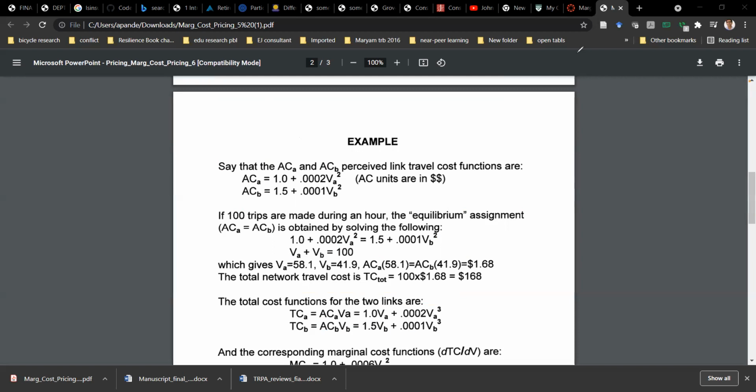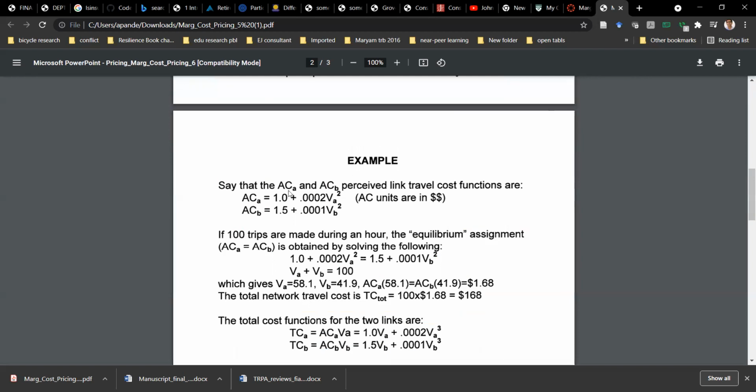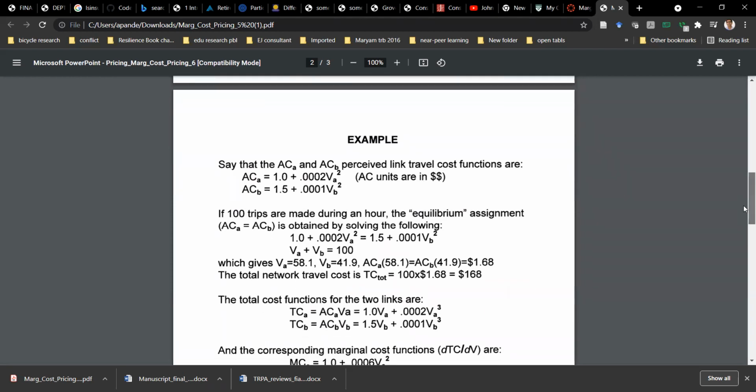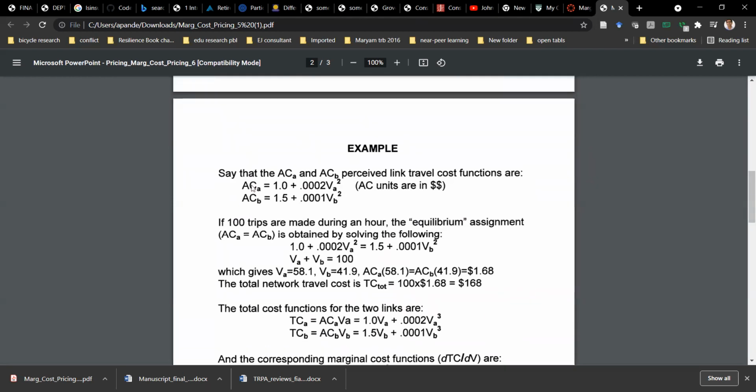So what does the marginal cost look like? If you know the average cost function, you should be able to derive the marginal cost functions as well. How do we derive the marginal cost function from the average cost function? Remember we did a homework problem based on that.